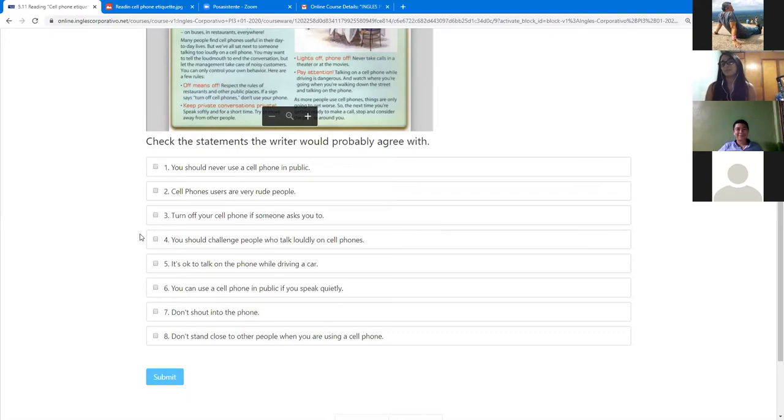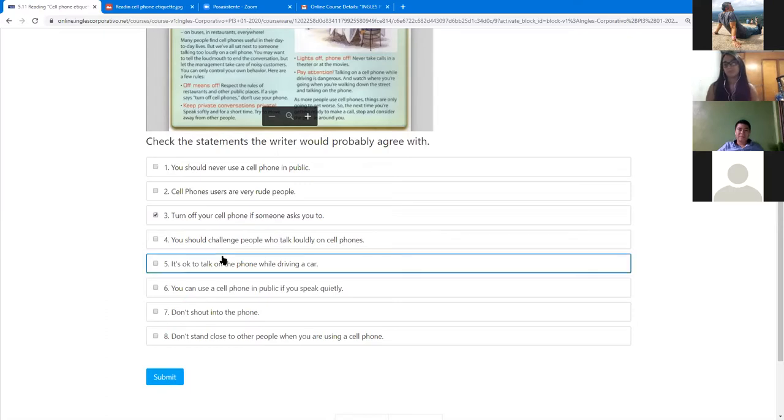Because if it is your boss, you turn it off. Okay, if it is my boss, I give him the cell phone. No, boss, this is yours. Okay, take it. iPhone 11, no problem. Okay, good. The next one is, probably yes? Yes. Okay.